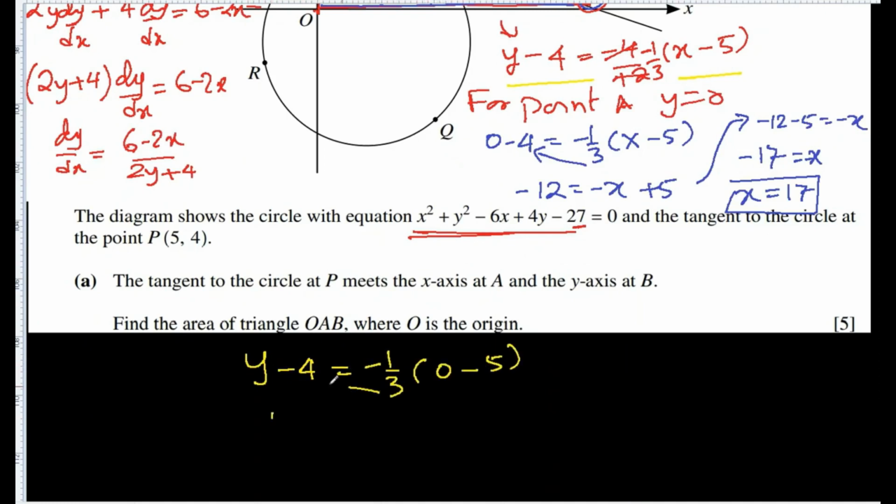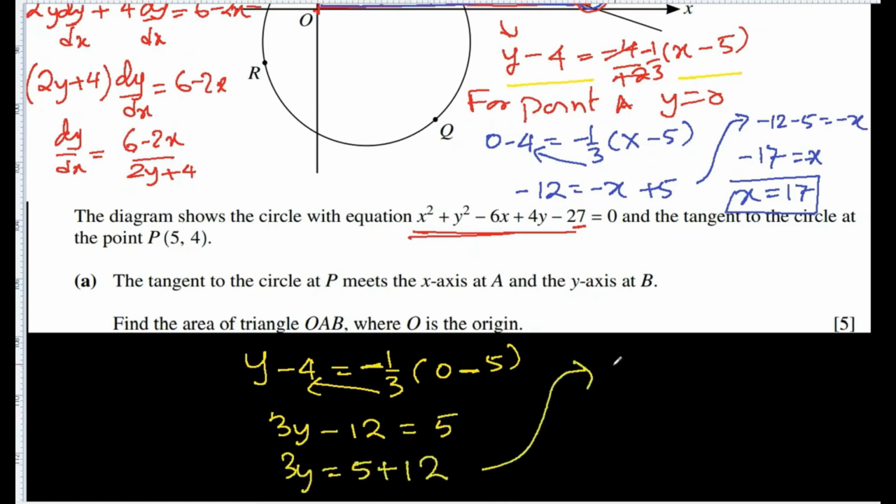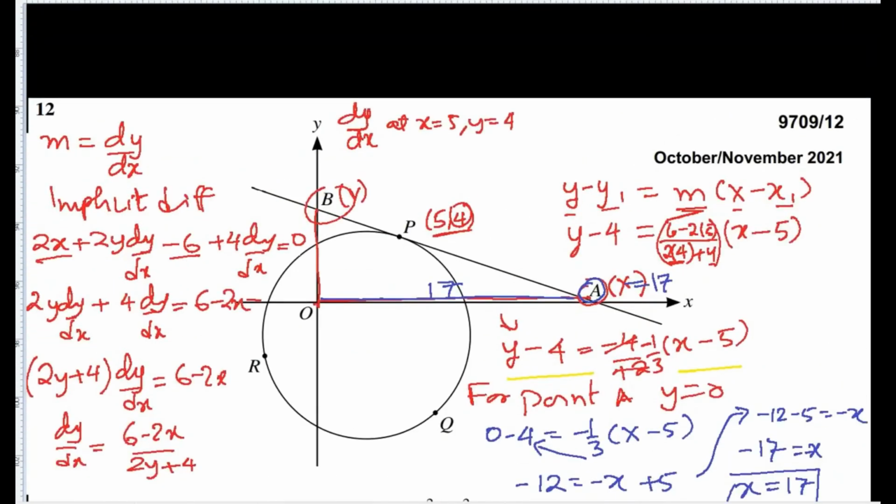So let's cross multiply again. 3y minus 12 equal to this; minus and this minus will make it positive 5. So 3y equal to 5 plus 12, and let's complete here. 3y equal to 17 and y equal to 17 over 3, and that makes complete sense.